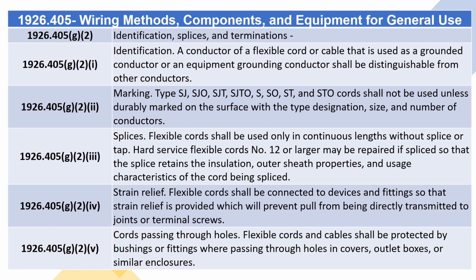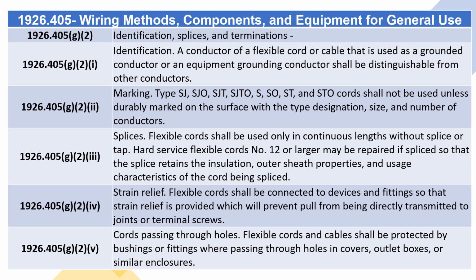1926.405 G2. Identification, splices, and terminations. 1926.405 G2(i). Identification. A conductor of a flexible cord or cable that is used as a grounded conductor or an equipment grounding conductor shall be distinguishable from other conductors. 1926.405 G2(ii). Marking. Type SJ, SJO, SJD, SJDO, SO, SC, and STO cords shall not be used unless durably marked on the surface with the type designation, size, and number of conductors.